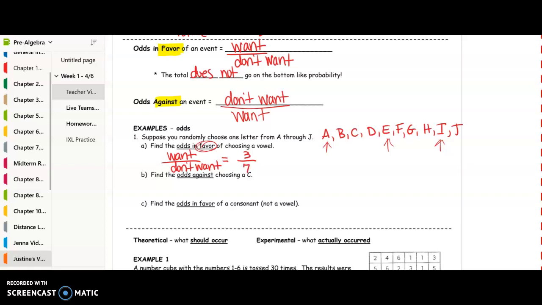Okay, so again, don't count up the total. That would give you 3 over 10. That would be the probability of choosing a vowel. We want the odds in favor. Okay, so now we're going to do the odds against choosing a C.